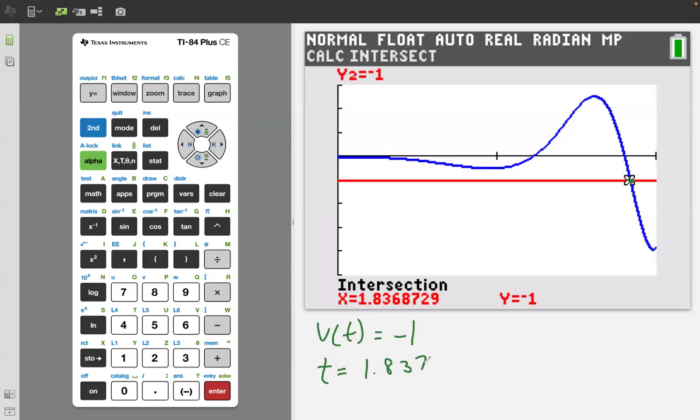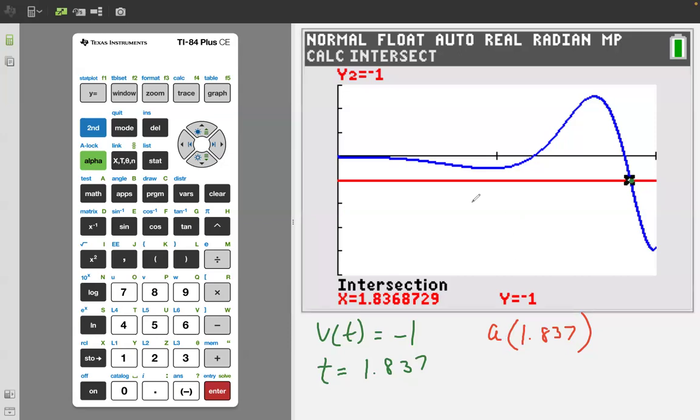Now, that wasn't the question. That was just the time in which the velocity is -1. The question says find the acceleration at this time. So the acceleration at this time is acceleration at time 1.837. So the connection between velocity and acceleration is the derivative of the velocity. So since we're taking a look at the velocity graph, we also have to find the derivative there to get acceleration.